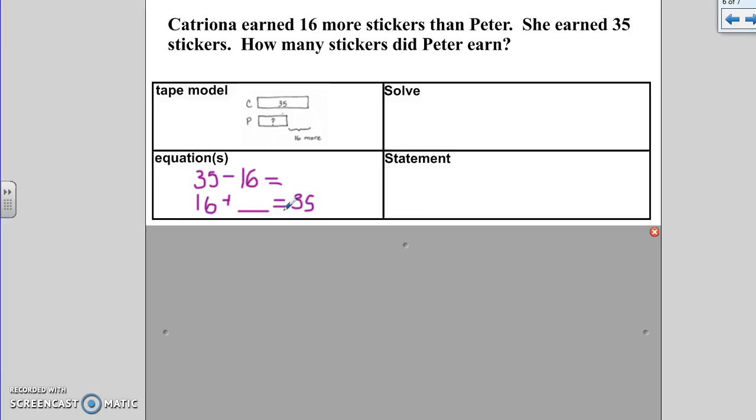Go ahead and pick one of these equations to solve. Pick the one that makes the most sense to you. Once you've solved, press play. Press pause and solve your equation.